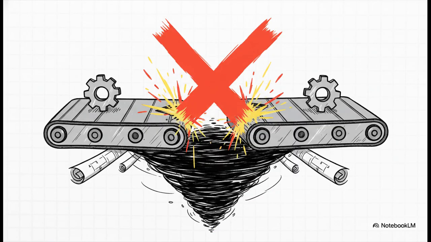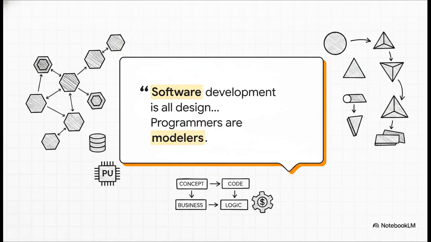But to actually make this work, we have to completely shatter this old-school illusion that has kind of poisoned our industry. We really need to accept that the manufacturing metaphor for software is fundamentally broken. Building software is not some assembly line, where elite architects draw up blueprints and then hand them off to less skilled laborers who merely type out the code. That just doesn't work. In fact, Evans states it incredibly boldly. He says, software development is all design. Programmers are modelers, whether anyone likes it or not.